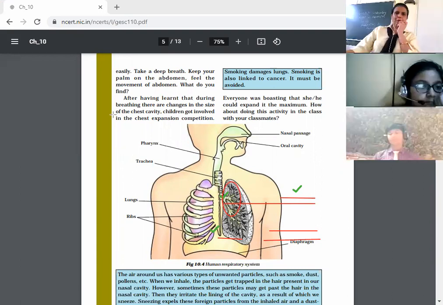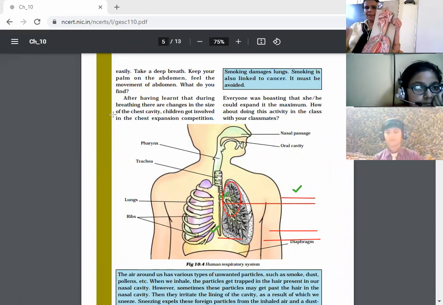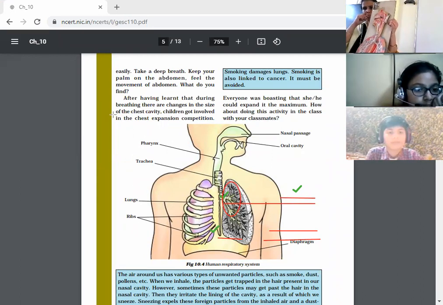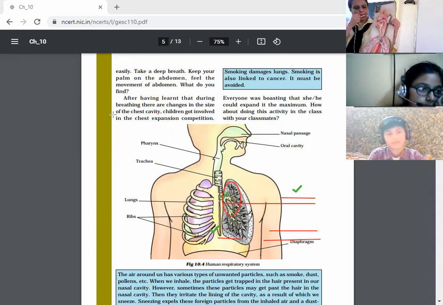I want each one of you to see the model of the respiratory system. See, children. I think it is visible to all. Is it visible, children? Yes, ma'am. Okay. This is a model of the respiratory system. See how air enters. The air enters the nasal cavity, then reaches the windpipe or trachea, and then it reaches the lungs.